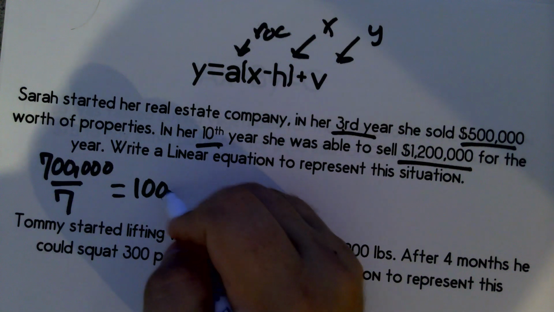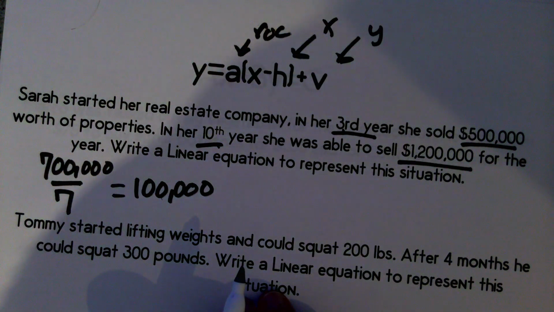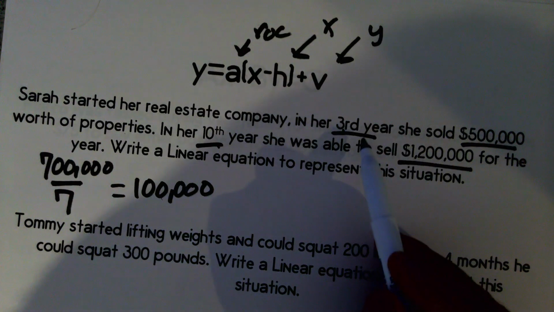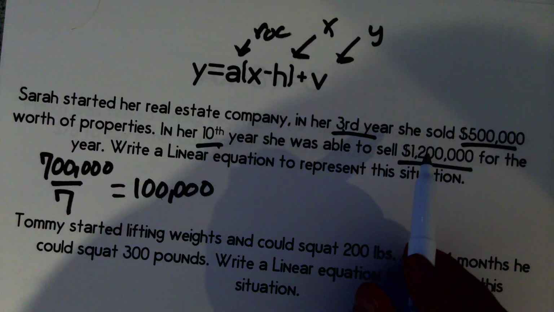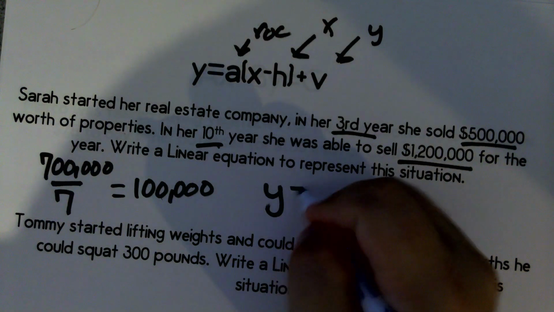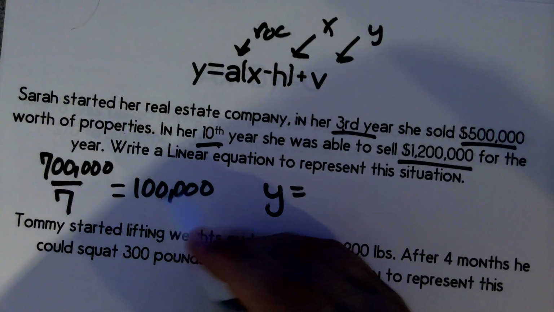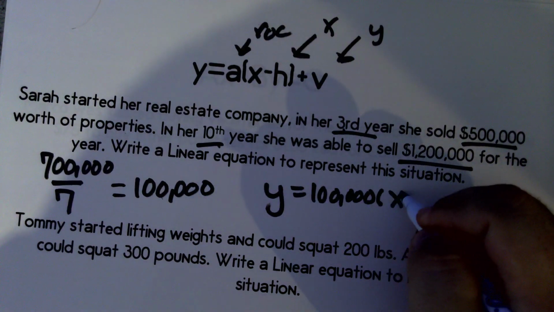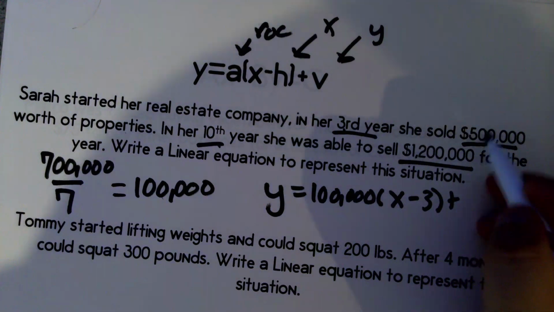So this is 100,000. So every year she increases the amount of sales she makes by 100,000. Okay, and now we just pick one of these points. We can use a 3 and a 500,000, or we can use a 10 and a 1,200,000. I'm just going to use the first point that we see. So our rate of change is 100,000 times x minus 3 plus 500,000.